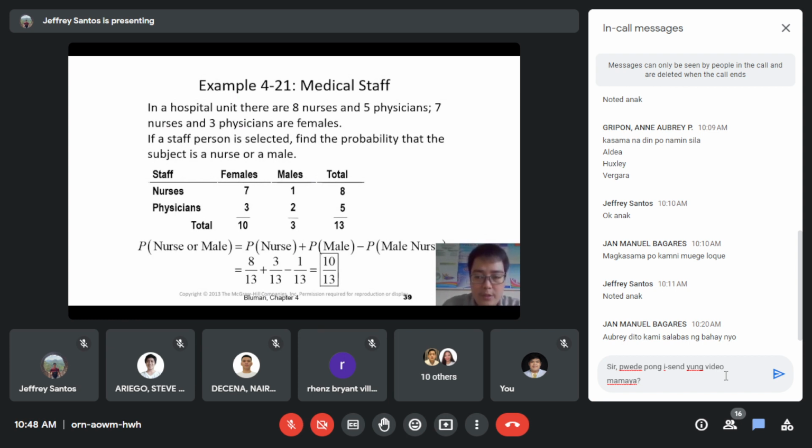So the probability of getting a male at the same time siya ay nurse is just 1 over 13. So simplify, since these are similar fractions, 8 plus 3 is 11 minus 1 will yield an answer of 10 over 13. So therefore, that's the given probability that the subject is a nurse or a male.